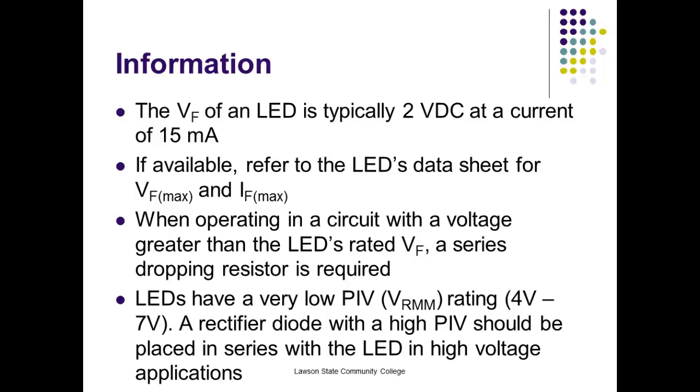Most LEDs will work at this level. They might not work as bright as they're supposed to be, but they will work. But if you've got the part number on the LED, you need to look it up and see what the VF is and what the IF is. When operating a circuit with voltages greater than the LED's rated VF, and we run into these all the time, then a series dropping resistor is required.